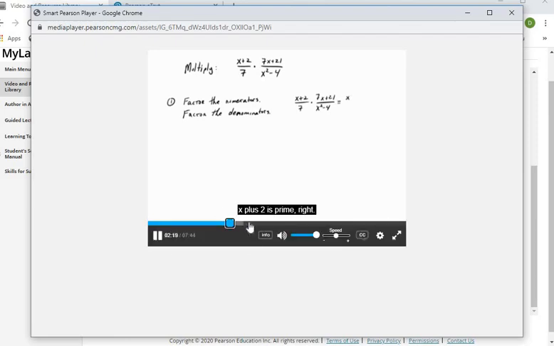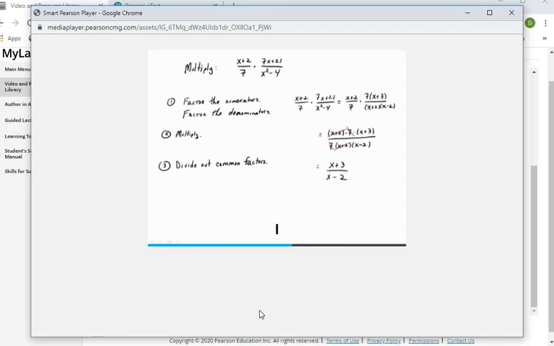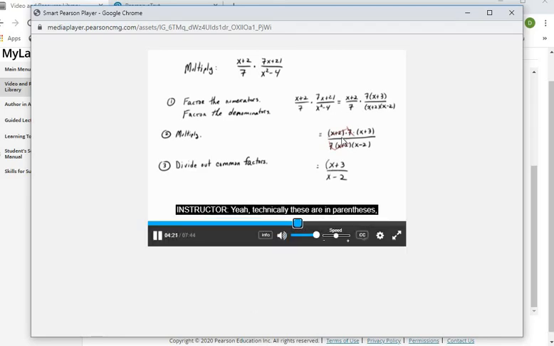x plus 2 is prime. So remember how I got here. This was the video on multiplying rational expressions, and technically these are in parentheses, meaning I have to do x plus 3 first. I have to do x minus 2 first. By the way, I notice he says here multiplication. But notice he says divide out the common factors instead of cancel the common factors.